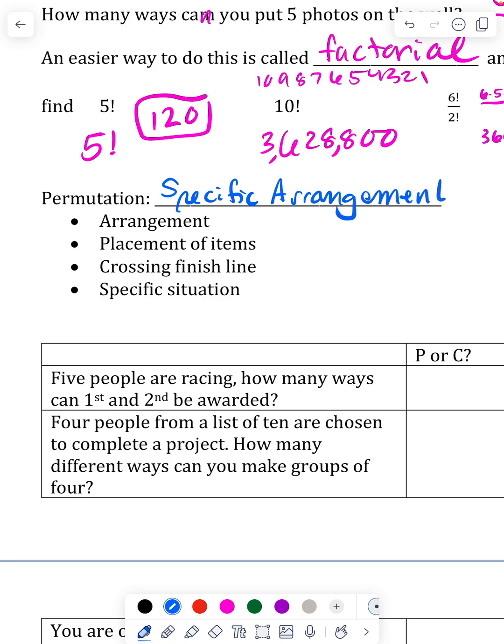So it's not just a general group. It's a placement of items, like crossing the finish line first, second, third. The order of that is important. And then a specific situation might be like a seating chart. So I don't just know who's in my class, I'm actually going to place them into certain chairs. It might mean a coach that's selecting a batting order or is assigning positions on a team.